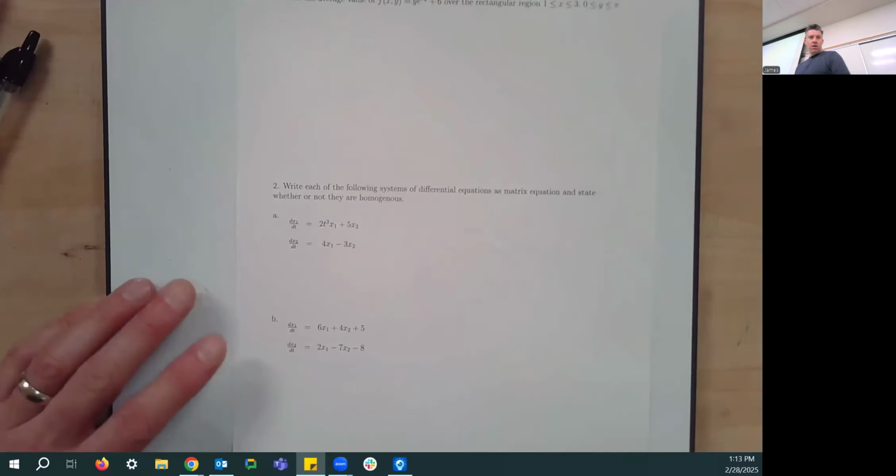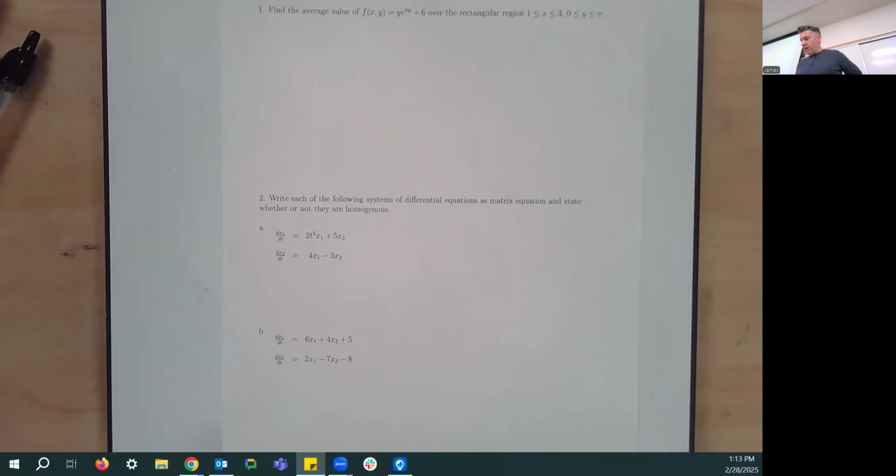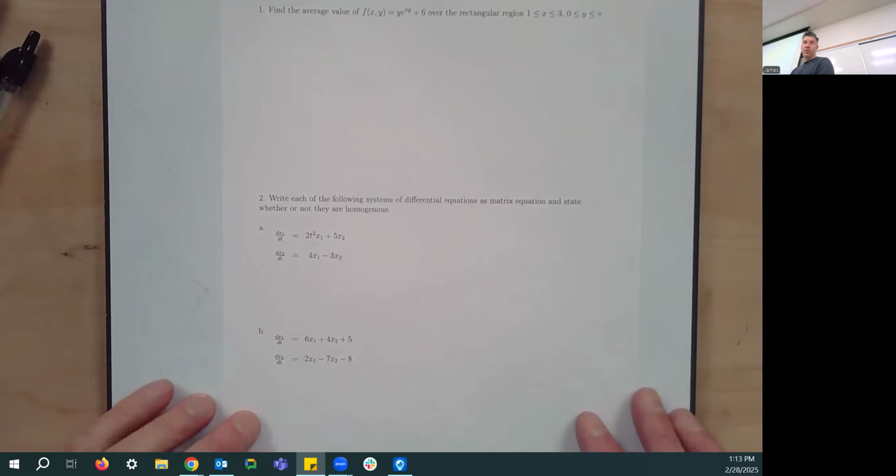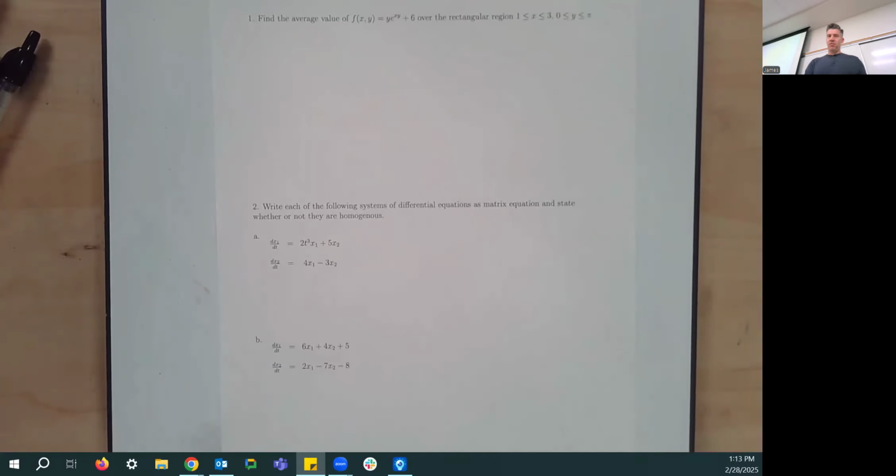So find the average value of this function, y e to the xy plus 6, over the rectangular region where x is between 1 and 3 and y is between 0 and pi. If your region is rectangular, which for double integrals he never gave you anything that wasn't, you can do the double integral in either order you want. You can switch it without having to think about changing the region.